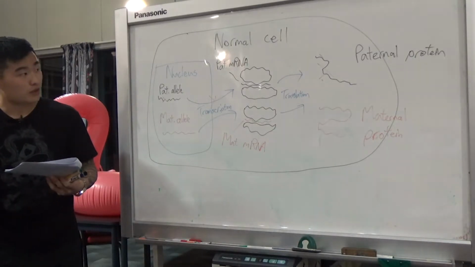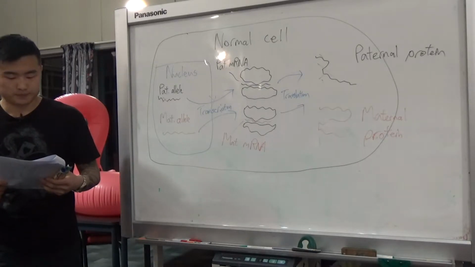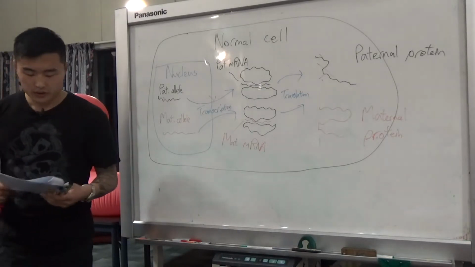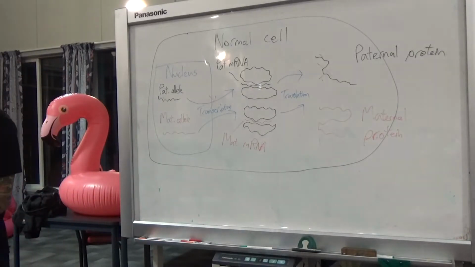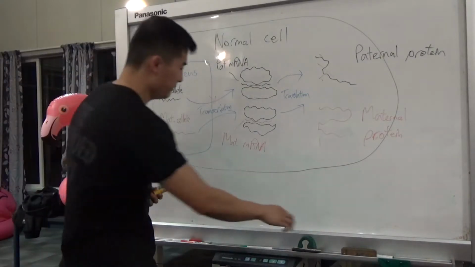So I'm just going to draw up a few scenarios here. So now we've had the normal cell, and then we'll have, let's say, a cell with a recessive mutation.